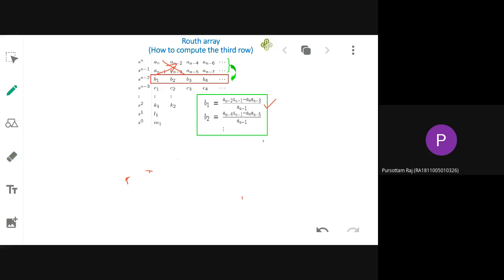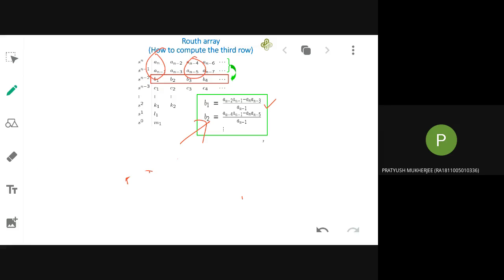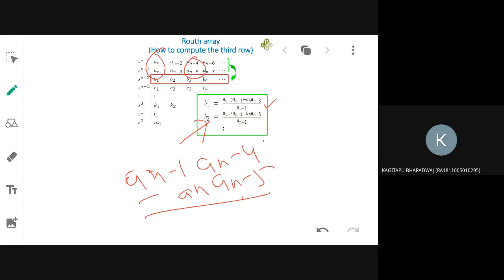So how have you written B2? What's the formula for B2? You have to consider this and this. Same way, repeat the multiplication procedure. So what will be the answer? an minus 1 into an minus 4 minus an into an minus 5, divided by what? an minus 1. So this will be equivalent to my B2.